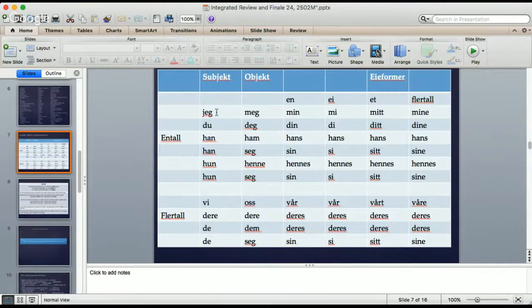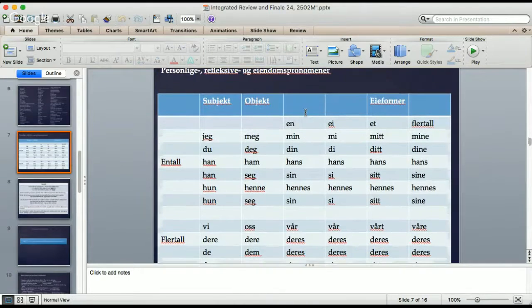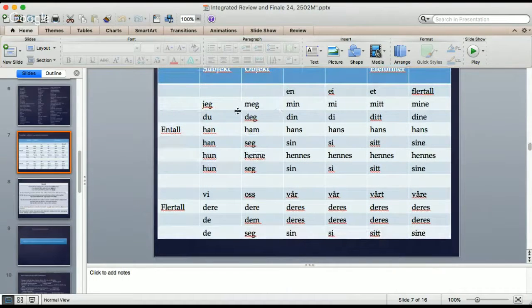For the subject, of course, you have jeg, du, han, hun. For the object, you use meg, deg, ham, seg, henne, seg. And when you're using it with an object like a noun, you would say min for my, as in my car, min bil. If it's your car, singular, it would be din bil. Hans is his car, hans bil.